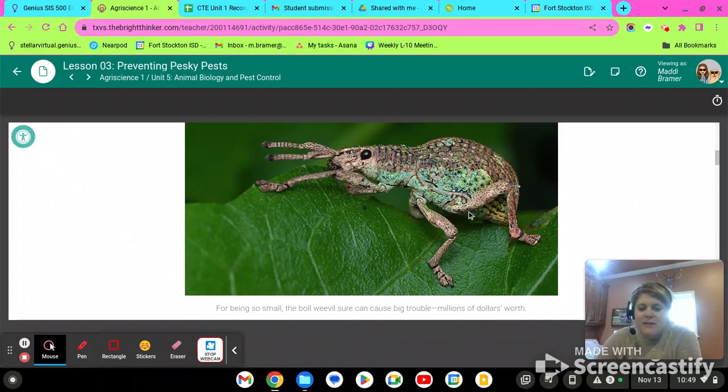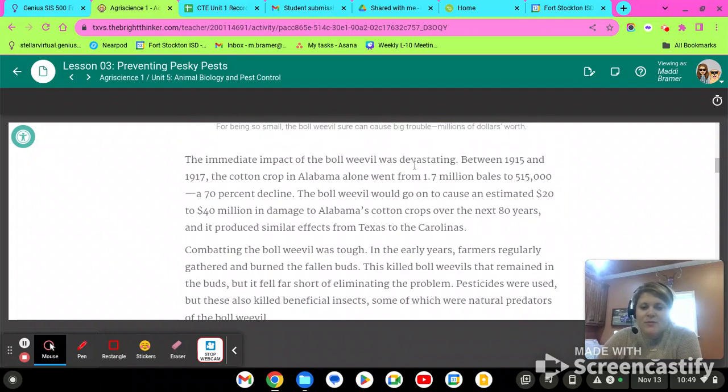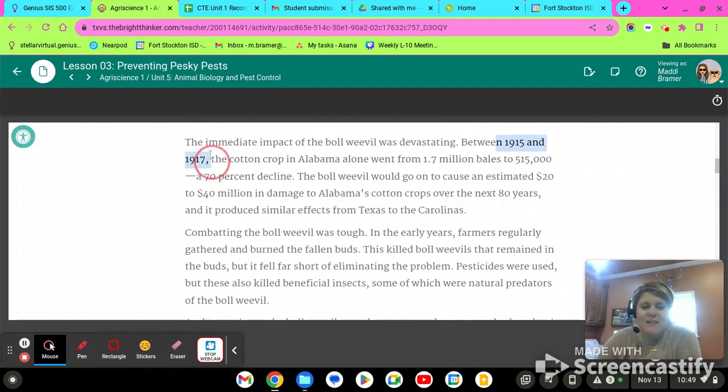So he has caused millions of dollars worth of damage. The immediate impact was devastating. Between 1915 and 1917, so that's 2 years, the cotton crop in Alabama alone went from 1.7 million bales to 515,000. That's a 70% decline from one little bug. That's why pests are so awful for agriculture, and finding ways to combat these pests is so important.